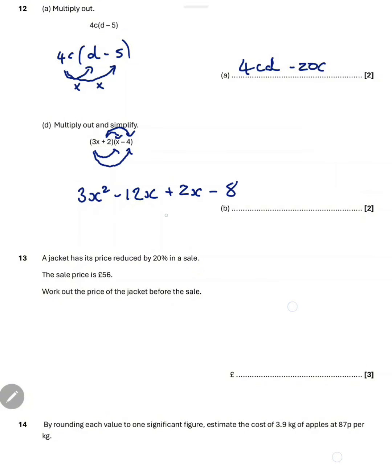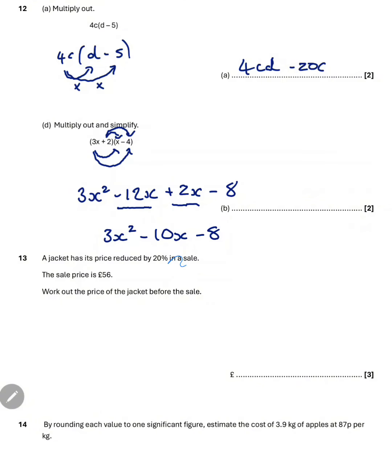That's the expand part. We now just need to simplify. You've got minus 12x and you're adding 2. If you start at negative 12 and add 2, you end up with negative 10. So altogether we've got 3x squared, negative or minus 10x, minus 8. There's the simplify part.